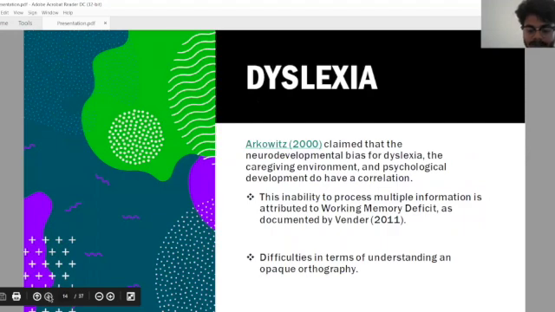And to go on to the clinical side of this context, Ockwitz actually claimed that the neurodevelopmental bias for dyslexia, the caregiving environment, and the psychological development do have a correlation between them. And moreover, these associations do establish a neurological deficit that increases the inability to process information when an overstimulation is underway. And this inability to process multiple information at the same time, you could say that too, is attributed to working memory deficit, as documented by Professor Vander in 2017.